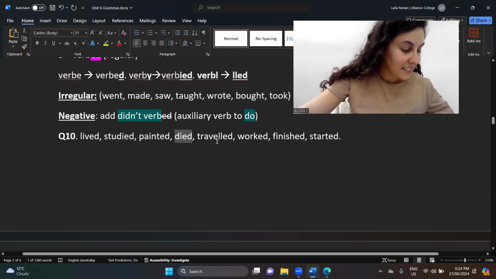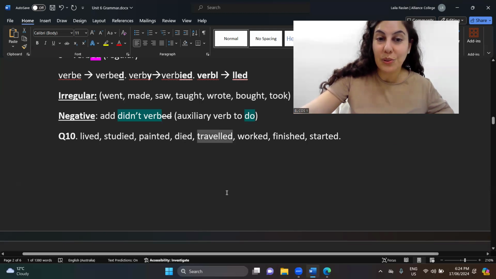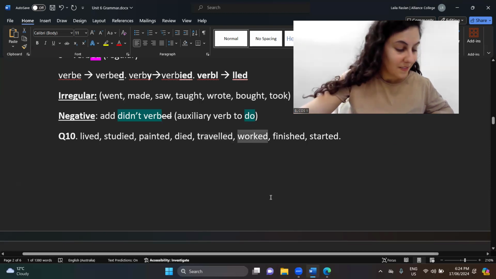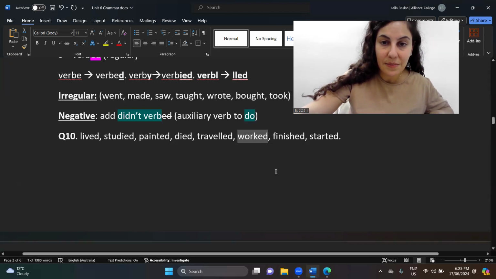The astronaut Sally Ride traveled. So remember, if you have a verb that ends in an L, like to travel, you put another L and then you add ed. So she traveled into space in 1983. Angela Merkel worked as a scientist before she was Chancellor of Germany. Okay, regular verb, add ed.